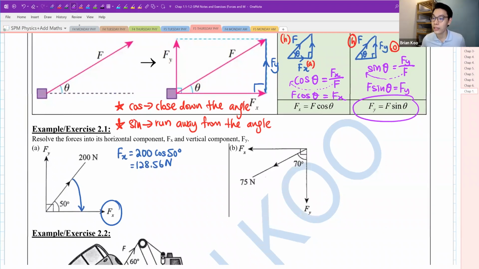Let's try another one. Let's try for Fy. Again, I need your attention. Now 200 Newton, you see, this line is trying to run towards Fy, is running away from 50 degrees. The 200 Newton is running away from 50 degrees. That's how you calculate Fy. So you don't have to draw the triangle and all that. If you remember close down the angle and run away, you will understand all the questions that you are going to do later on.